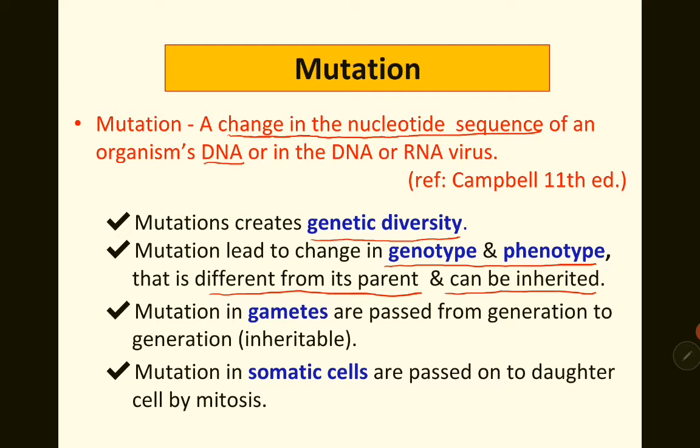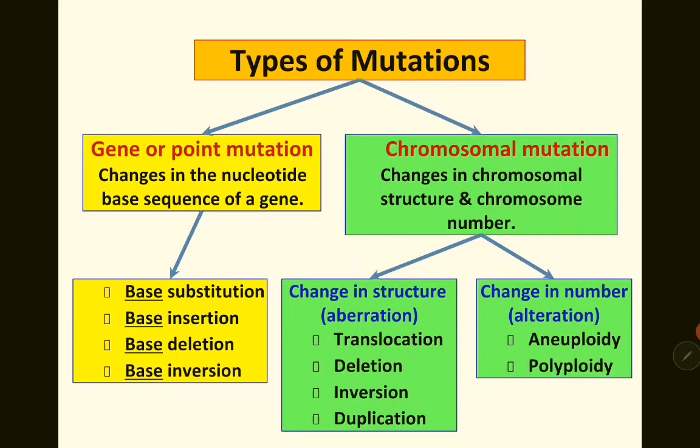If the mutation occurs in the gametes of the parents, it will be passed from generation to generation and this is inheritable. If the mutation occurs in the somatic cell, it will only be passed to the daughter cell by mitosis and it is not inheritable.